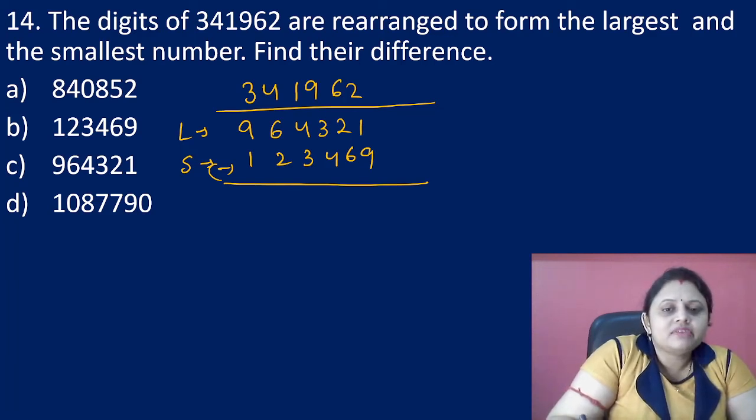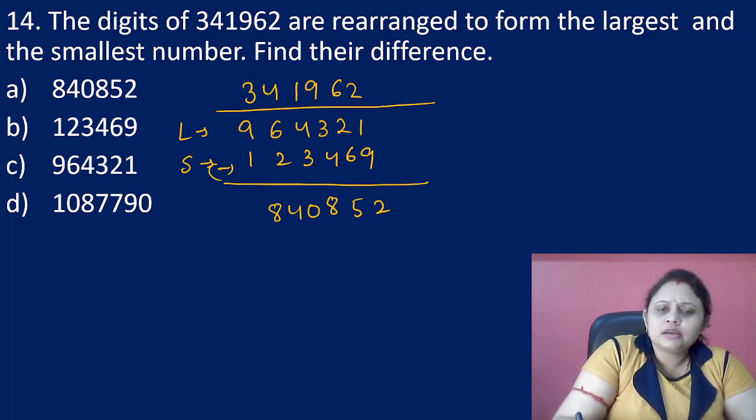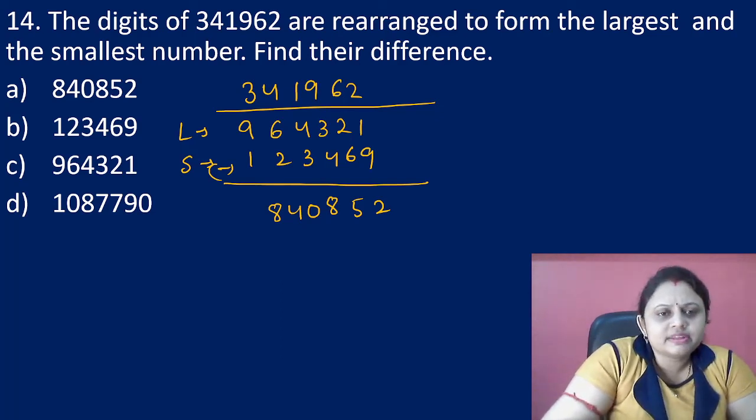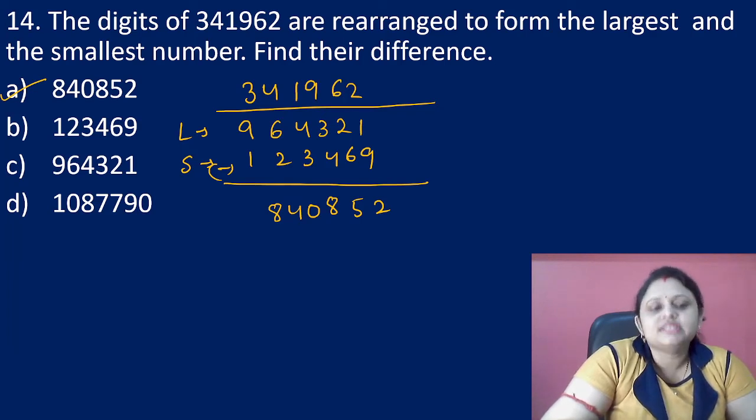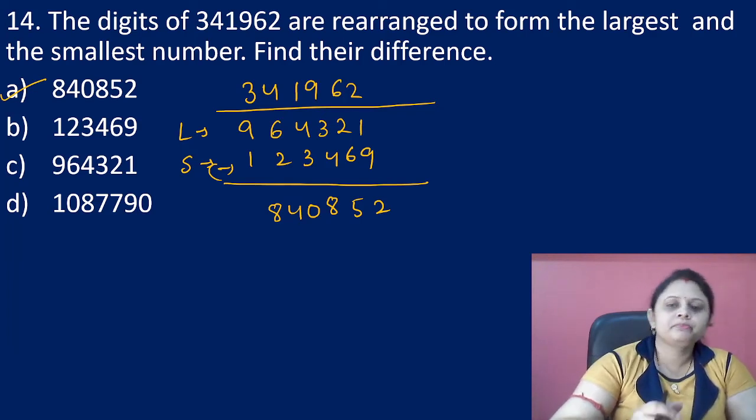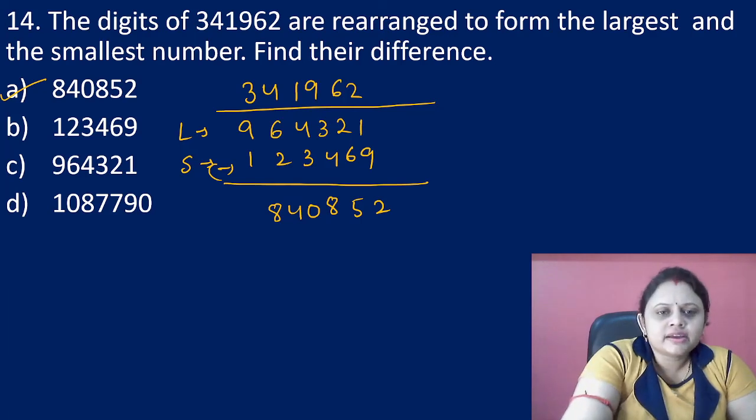Okay, 11, 9, 2, then 11, 6, 5, then 8, 0, 4, 8. Okay, 8, 4, 0, 8, 5, 2. Is it present in our options, bachcho? Where is it present? It is present in option A. Okay, that is 8,40,852.